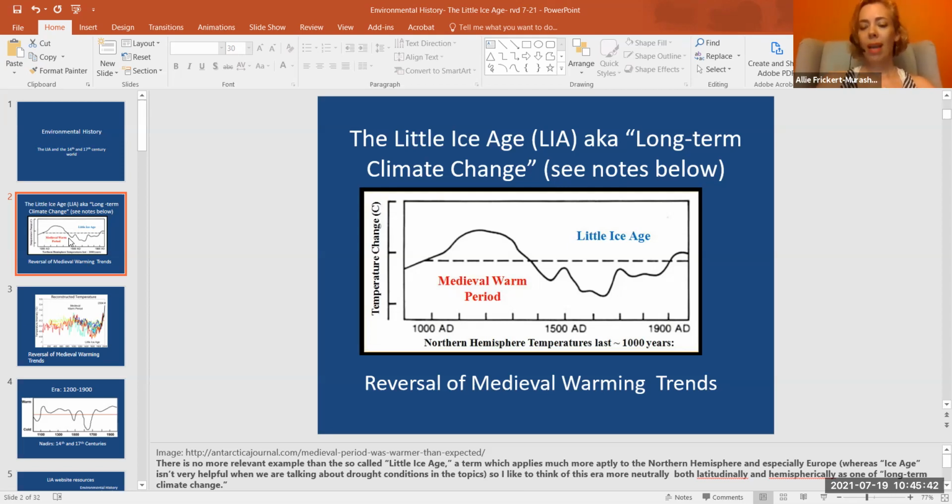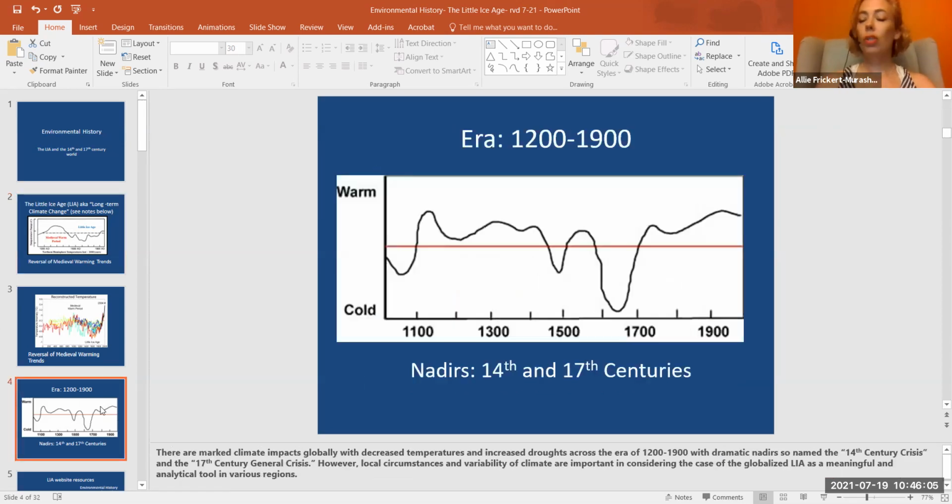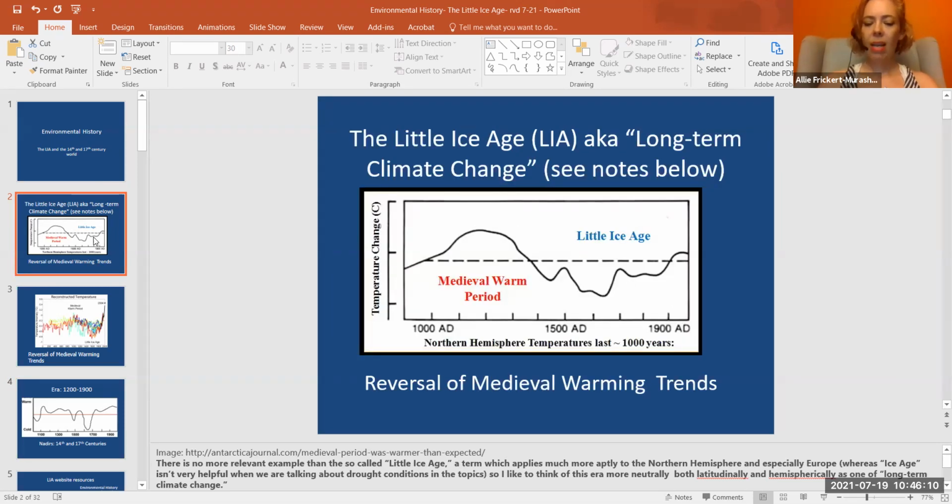So we're mostly going to look at drought as one of the major impacts globally of the Little Ice Age. So we could call this long-term climate change. It's not as catchy as the Little Ice Age, but that would be maybe a little bit more of an accurate reflection, right? So it's long-term climate change, and then we are going to focus on these two periods that happen here. Okay, but I want to go back to this first slide.